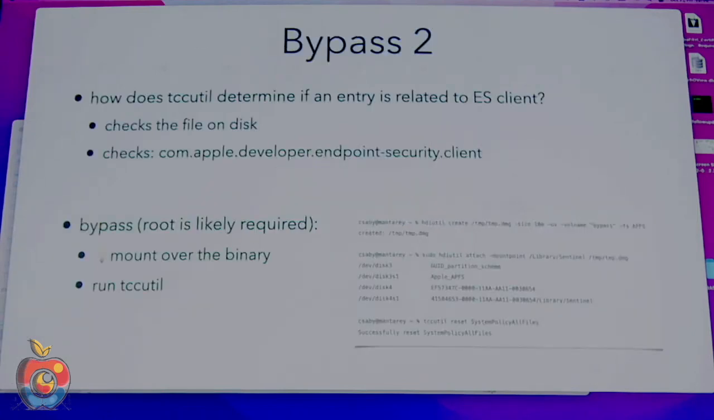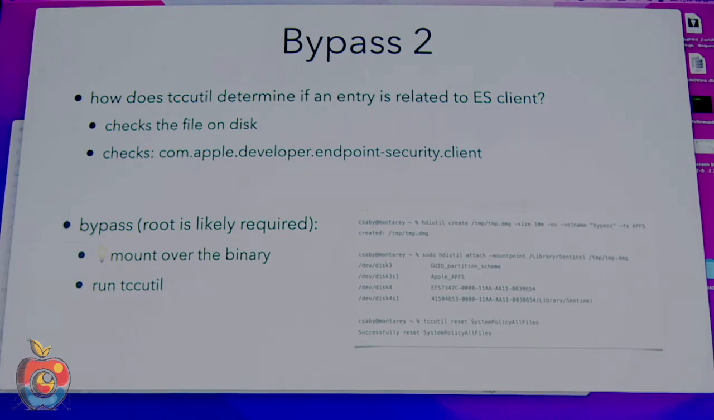So how does tccutil know that an application from the TCC database is an endpoint security client? There is no entry related to that in the database at all. So what it needs to do is go read the binary from the disk and check if it has the com.apple.developer.endpoint-security.client entitlement, which means that in that case, it's an endpoint security client.